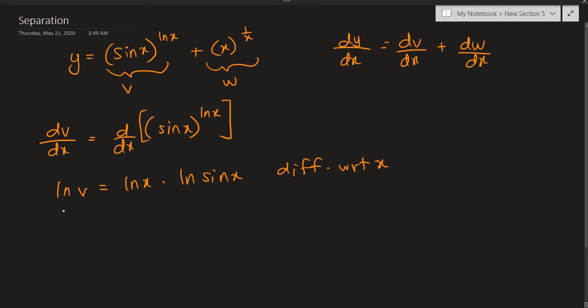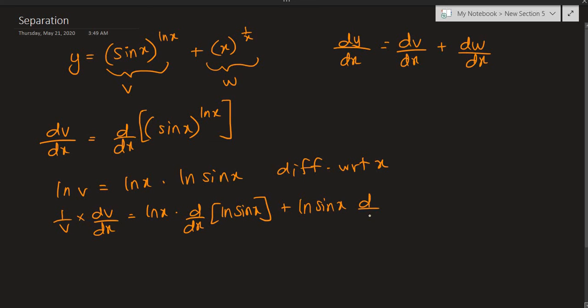So we have 1 over v times dv over dx being equal to, product rule now. So we have natural log of x times the derivative of the natural log of sine of x, plus the natural log of sine of x times the derivative of the natural log of x.